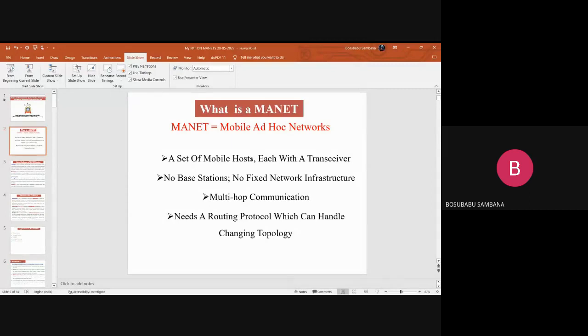It is a combination of a set of mobile hosts, each with transmission capability, and no base stations or fixed network infrastructure are required. Multi-hop communication is also done, and it needs a routing protocol which can handle changing topologies. We know the topologies and their services, and how they interact with the networks along with the topology.